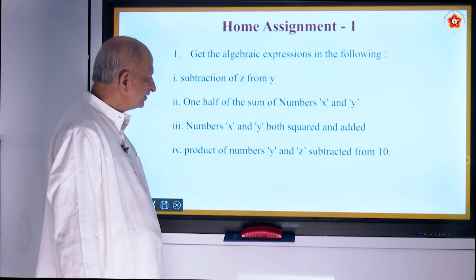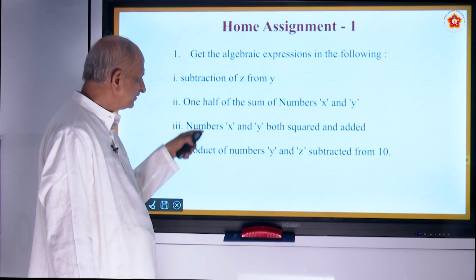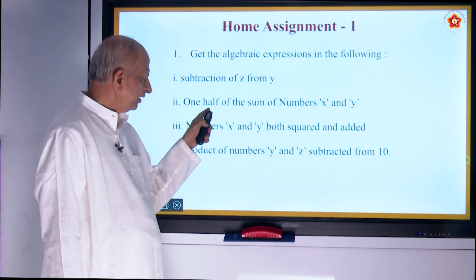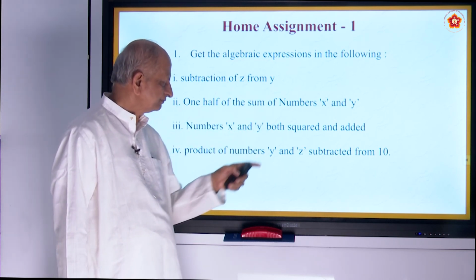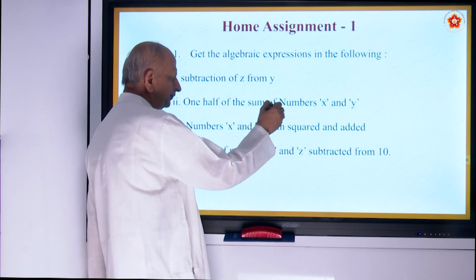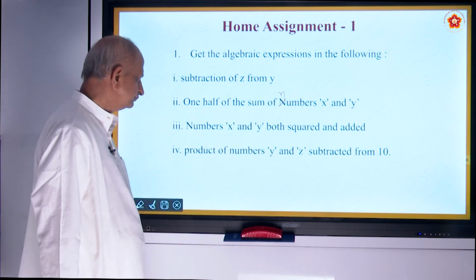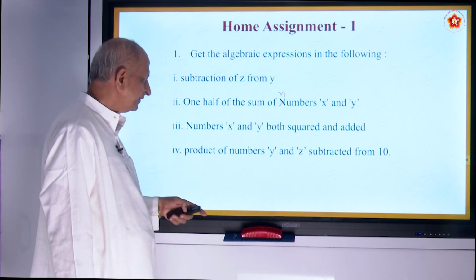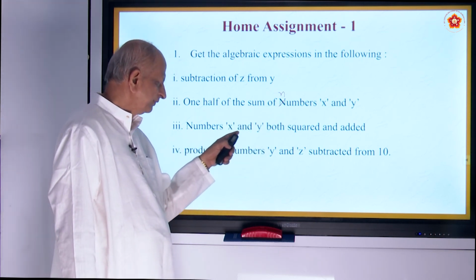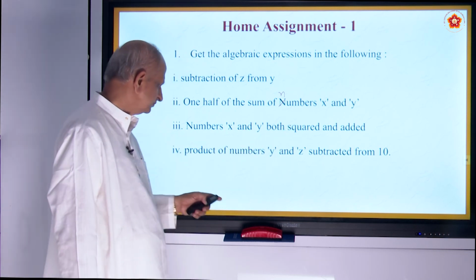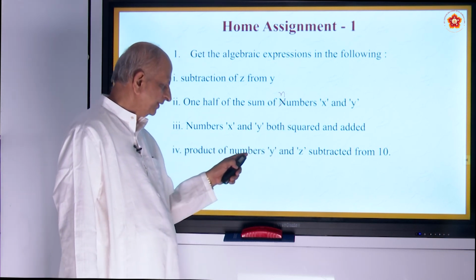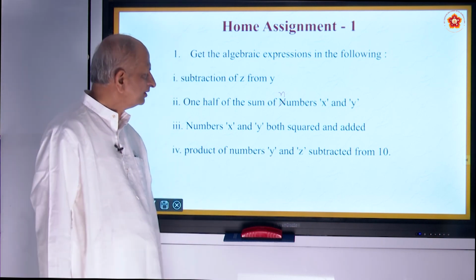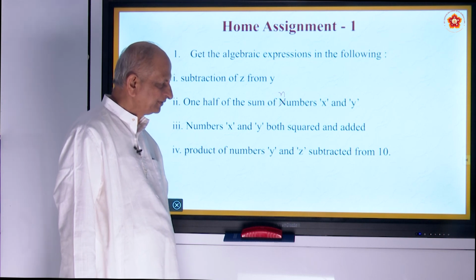Get the algebraic expression in the following. So you must write the expression now. Subtraction of z from y. 1/2 of the sum of numbers x and y. You can say terms, it's not numbers actually, terms. Numbers x and y both squared and added. Product of numbers y and z subtracted from 10. For all these you have to write algebraic expressions.